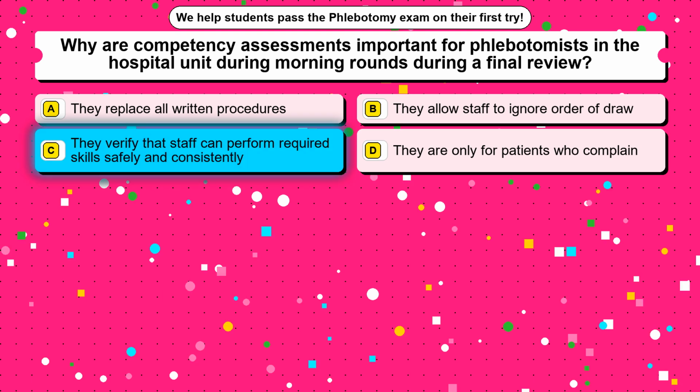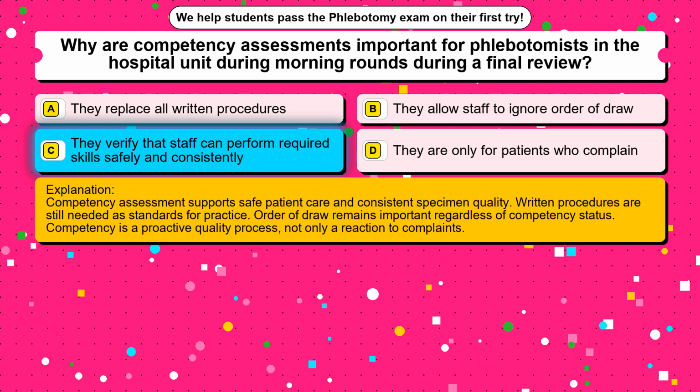The correct answer is option C. They verify that staff can perform required skills safely and consistently. Competency assessment supports safe patient care and consistent specimen quality. Written procedures are still needed as standards for practice. Order of draw remains important regardless of competency status. Competency is a proactive quality process, not only a reaction to complaints.